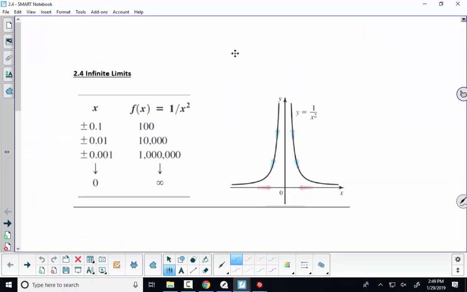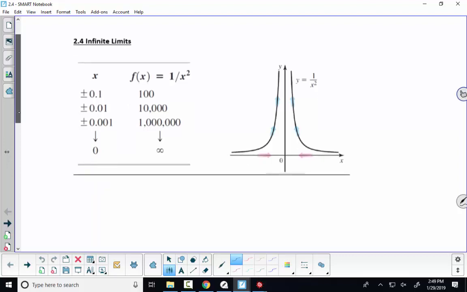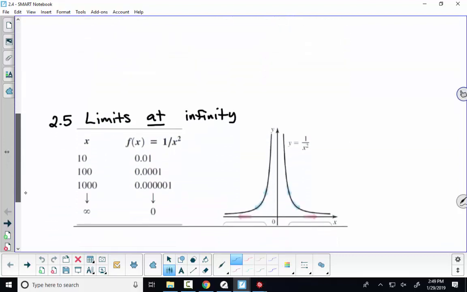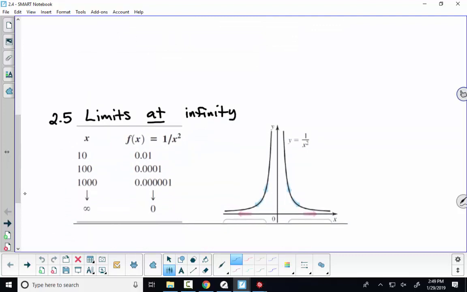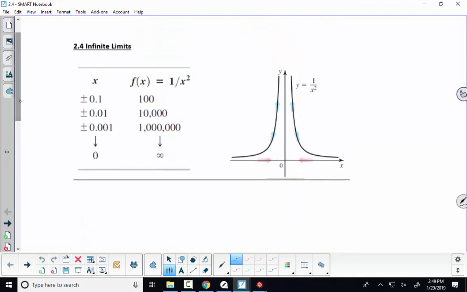So we're going to start 2.4. The first page is giving us insight into both sections 2.4 and 2.5 because they are similar in some regards. So in 2.4 we're talking about infinite limits, and in 2.5 we're talking about limits at infinity. So infinite limits versus limits at infinity. The table of values for both hopefully give you an idea of what we're looking at.